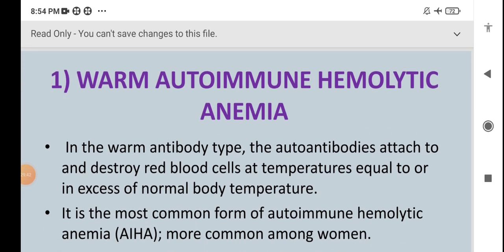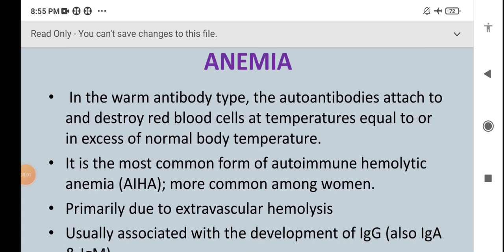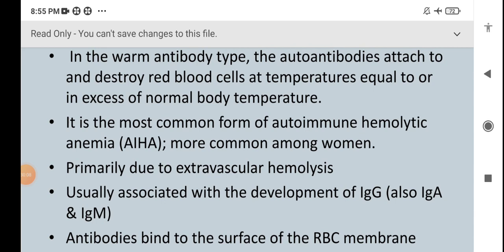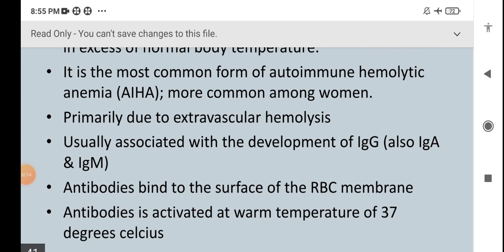Warm autoimmune hemolytic anemia: in the warm antibody type, the autoantibodies attach to and destroy red blood cells at temperatures equal to or in excess of normal body temperature. It is the most common form of autoimmune hemolytic anemia, more common among women, primarily due to extravascular hemolysis, usually associated with the development of IgG, also IgA and IgM. Antibodies bind to the surface of the RBC membrane. Antibodies are activated at a warm temperature of 37 degrees Celsius.